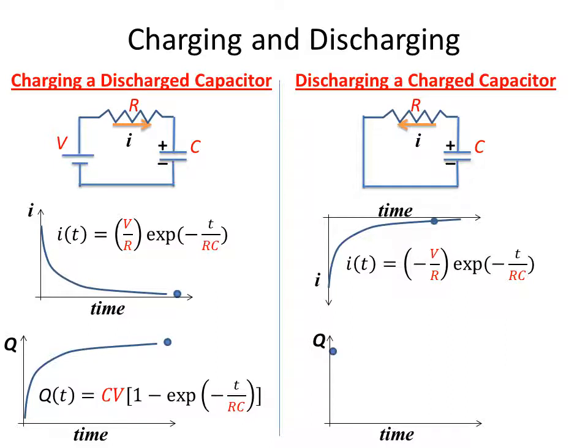The charge will start out high and then fall as a function of time, and the equation has the form of Q of t is equal to C times V, the capacitance times the voltage, that's the initial value of the charge, times the decaying exponential. And again you have this form. Notice that RC is the time constant in the exponential. It determines how fast the exponential decays.